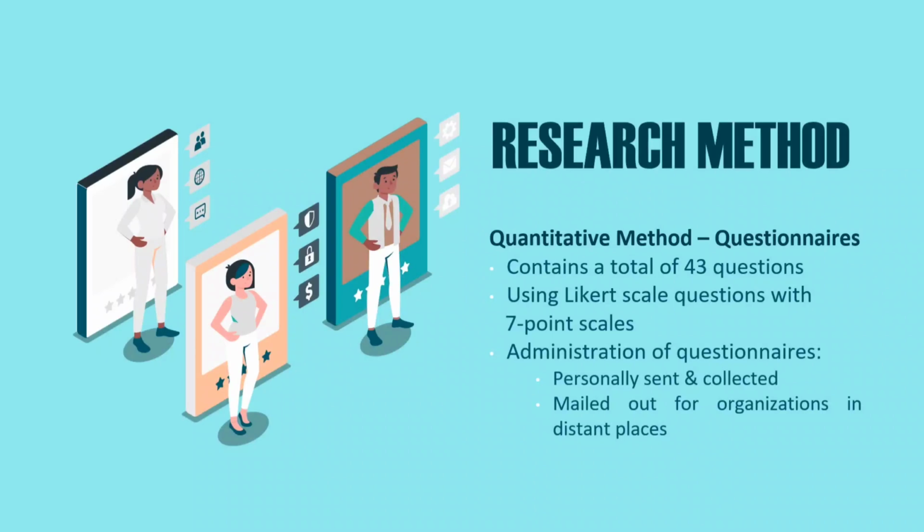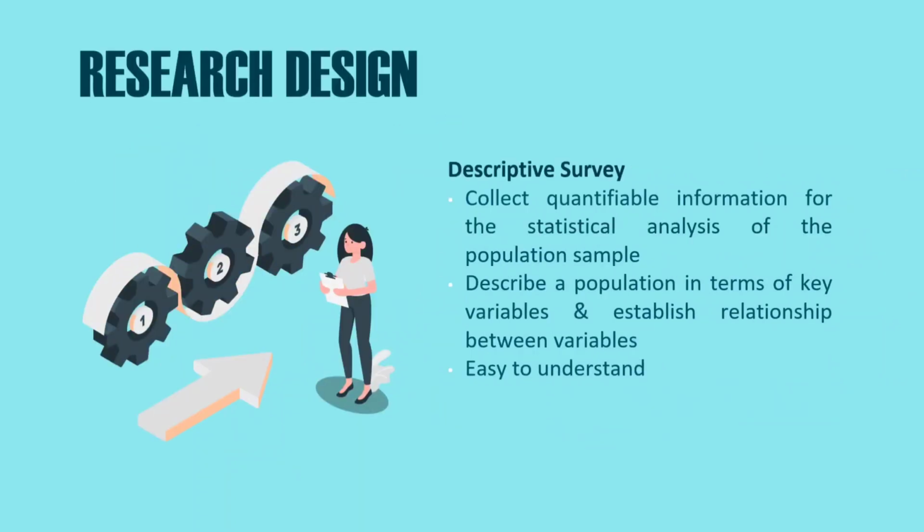the speed of response. The study used a descriptive survey research design that aimed to examine the impact of the budgetary system in the transformation of the Malaysian public sector. Descriptive survey is a quantitative research method that seeks to collect quantifiable information for the statistical analysis of the population sample. Typically, the goal is to describe a population in terms of key variables to establish the relationship between the variables. One of the advantages of this type of research design is that it is easy to understand.